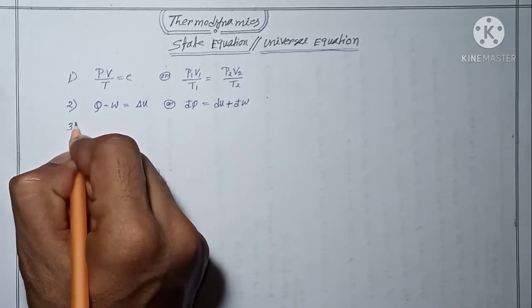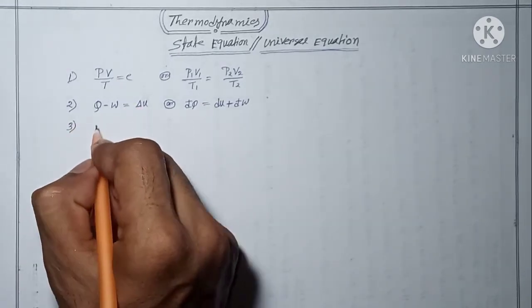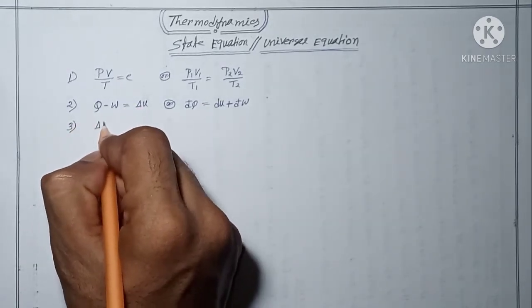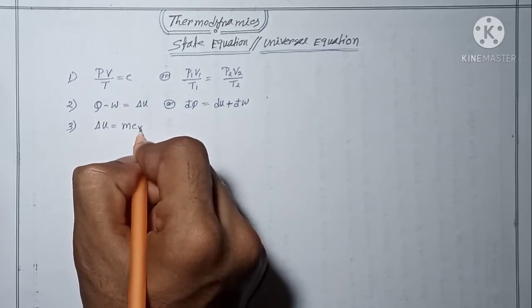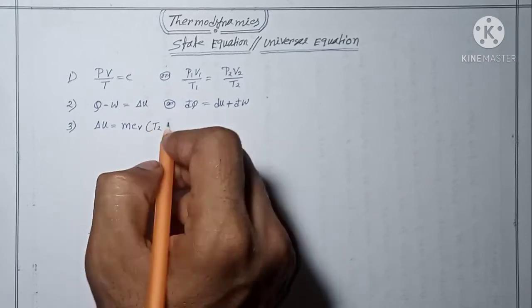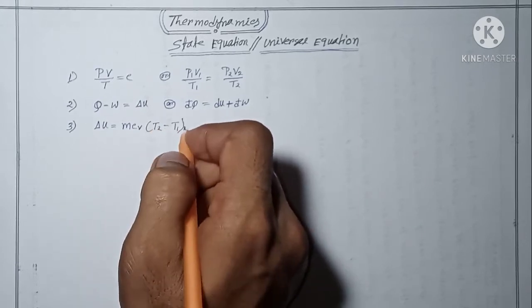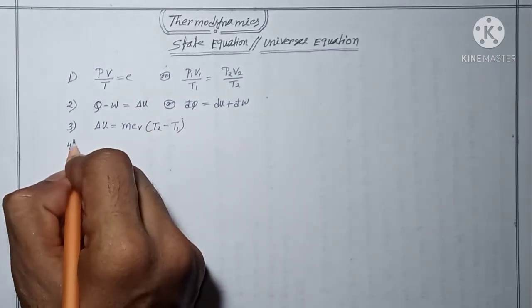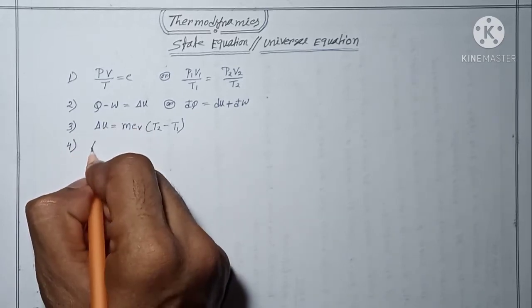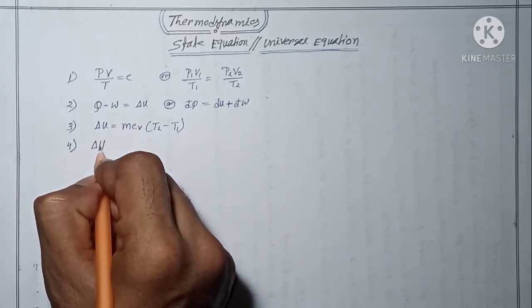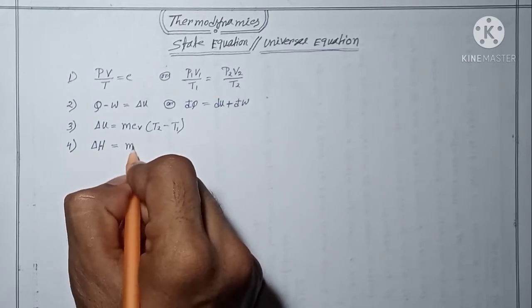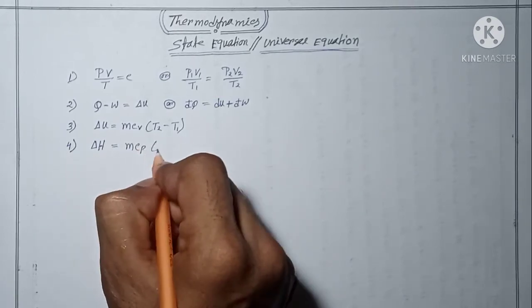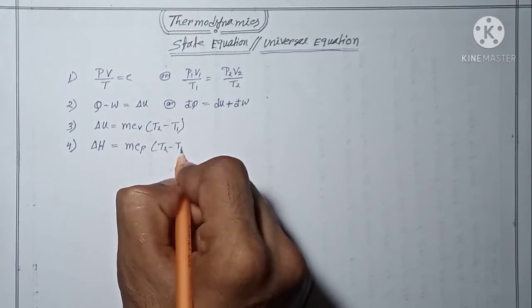Then equation number 3. Equation number 3 is the change in internal energy. You can always write it as m Cv (T2 minus T1). Okay. Now the next one is equation number 4. This is related to change in enthalpy. So delta H is equal to m Cp (T2 minus T1).